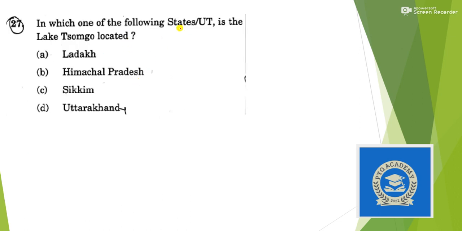Next, in which of the following state or UT is Lake Somgo located? This is a very tricky question. If I had been in the exam, I would have marked this one as wrong. The answer is option C. It is in Sikkim.